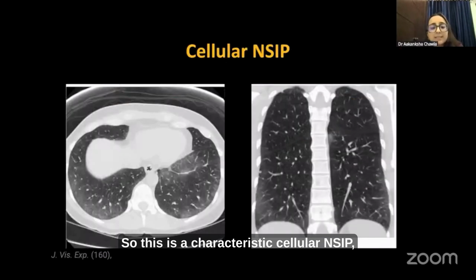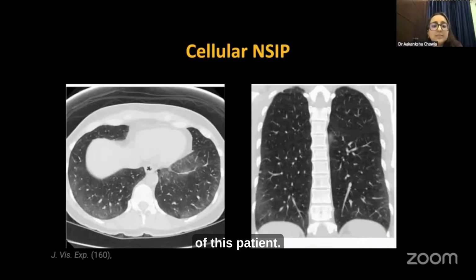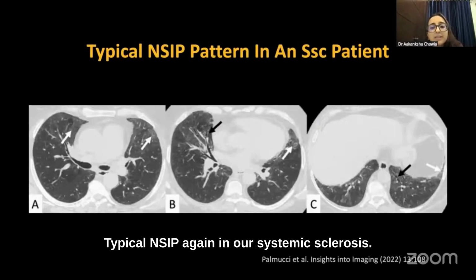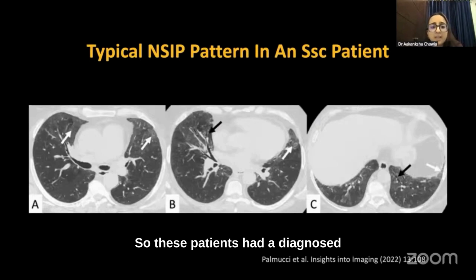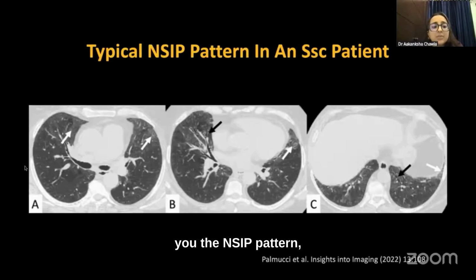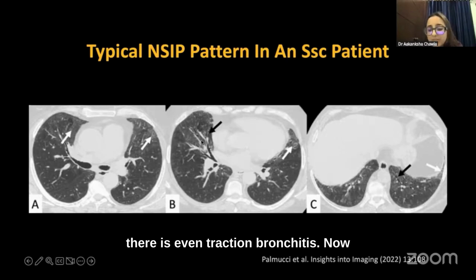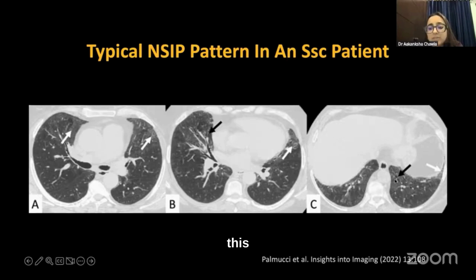So this is a characteristic cellular NSIP. You can see ground glassing in both the bases of this patient. Typical NSIP again in a systemic sclerosis. So these patients had a diagnosed systemic sclerosis, and the axial CT cuts are showing you the NSIP pattern. There is ground glassing, there is some reticulations, there is even traction bronchiectasis over here. You can see over here, there is some traction bronchiectasis.